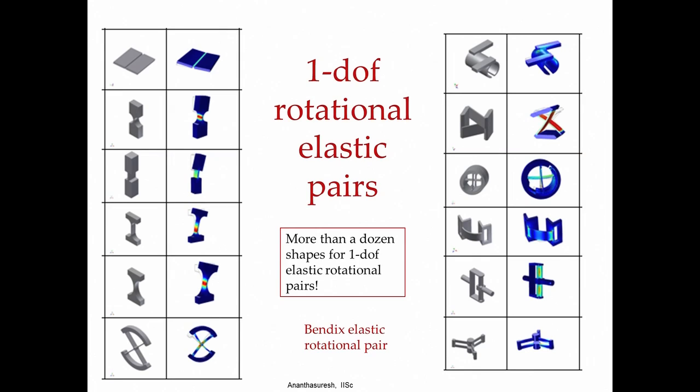Here is a finite element simulation of some of these joints that can be easily done, and we will be looking at some of those a little later in the course. And all of these you can do and then say that they have similar behavior as compared to rigid body joints or kinematic pairs. In fact, there is one called the Bendix elastic rotational pair, which has been in use commercially for a long time, which is this one. If you type Bendix in Google, you will find nice animations. If you look at how it works, it has been commercially a very successful one and has lasted a long time.